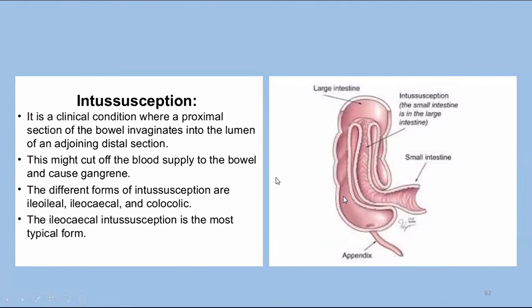We have the ileoileal, wherein a proximal ileum invaginates into the distal ileum. We have ileocecal, where the ileum invaginates into the cecum. And we can also have colic, wherein the proximal colon invaginates inside another distal colon. However, ileocecal intussusception is the most typical form. I mentioned earlier, the Meckel's diverticulum could become the lead point to cause the proximal bowel to invaginate inside the larger distal bowel.